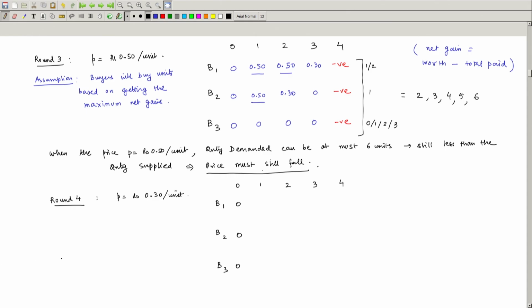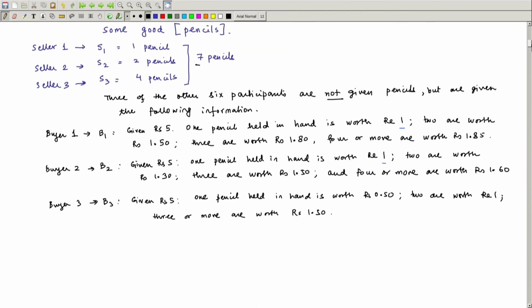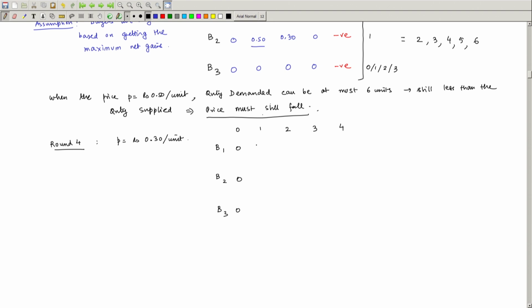Okay. So, the price is now 0.3, right. So, let us quickly now make a note. So, for buyer 1, he pays 0.3, gets 1 pencil which is worth 1. So, his net gain is going to be 1 minus 0.3, which is 0.7. Okay. So, the net gain is 0.7. So, let us make a note of that, 0.7.